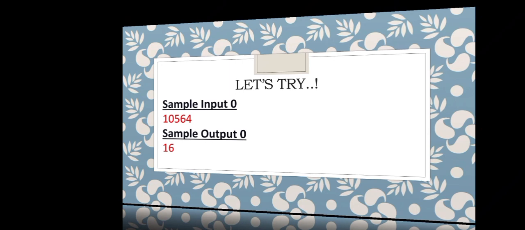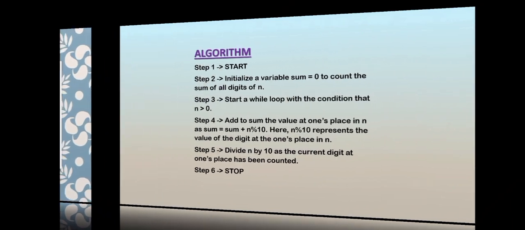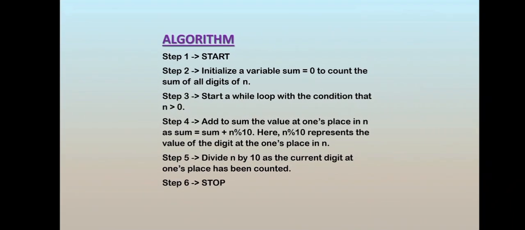So the input is a 5-digit number. We add the digits to get the sum, and the sum is 16, which is shown on the output screen. Let's try this. Before getting into it, let's see an algorithm. An algorithm is a step-by-step process to solve a problem. It is written in simple English to understand the working of a code. So let's get into the algorithm.